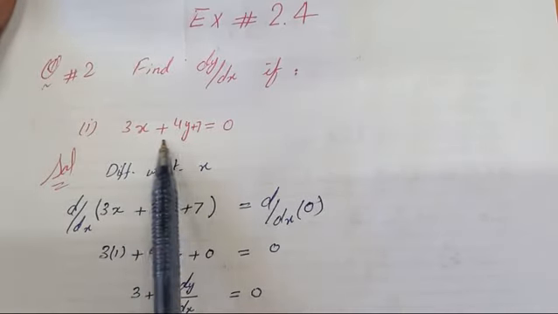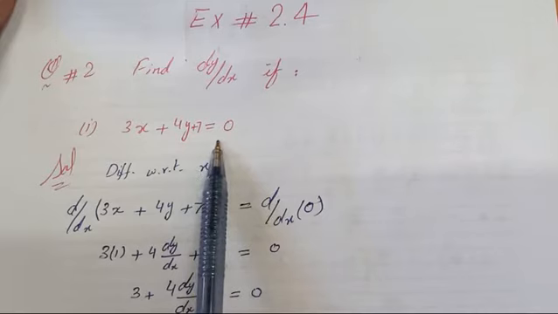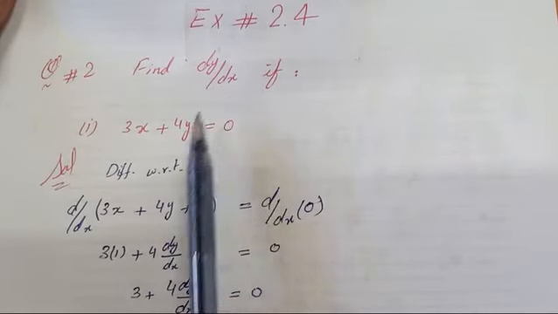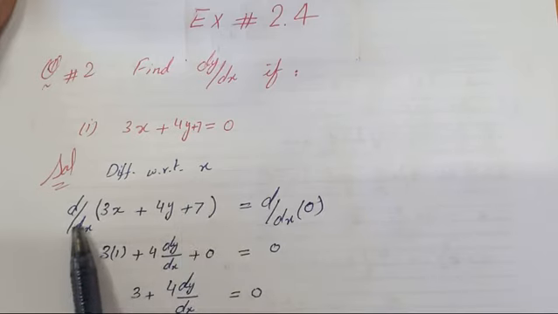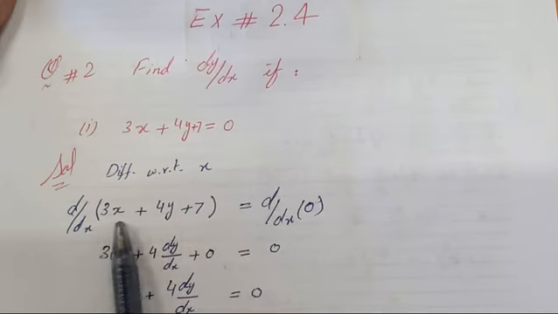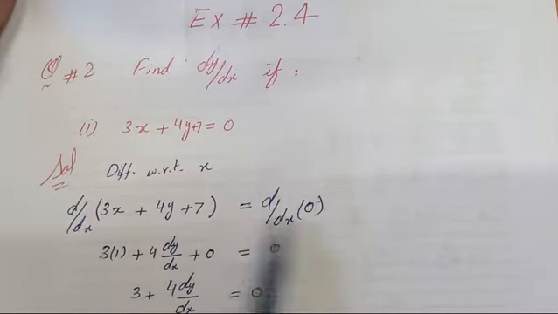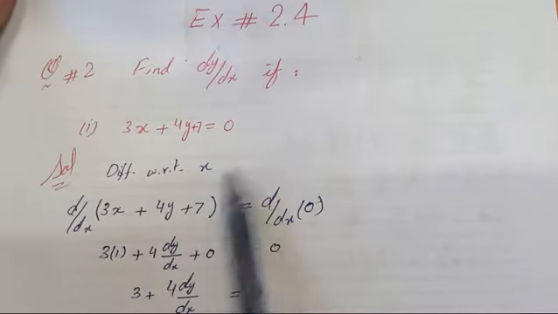If 3x plus 4y plus 7 is equal to 0, then we have to calculate dy over dx. So differentiate with respect to x. First of all, write d over dx on the left hand side: d over dx of 3x plus 4y plus 7 is equal to the derivative of a constant, that is 0.